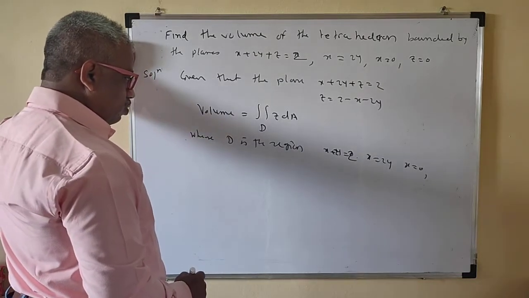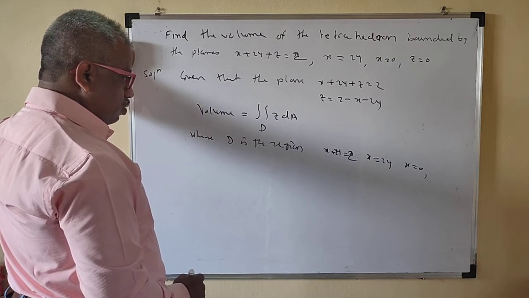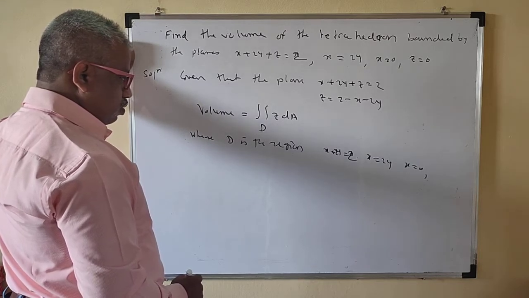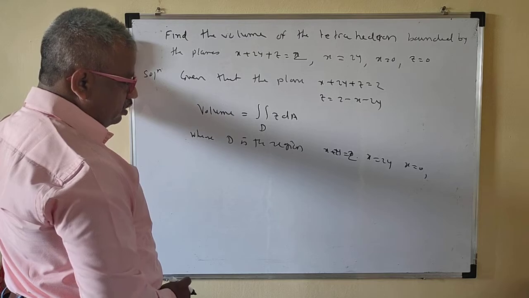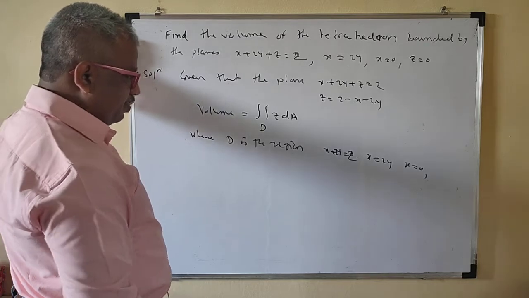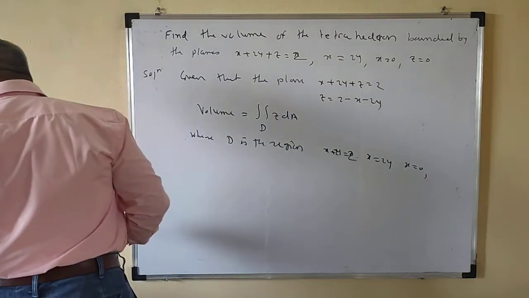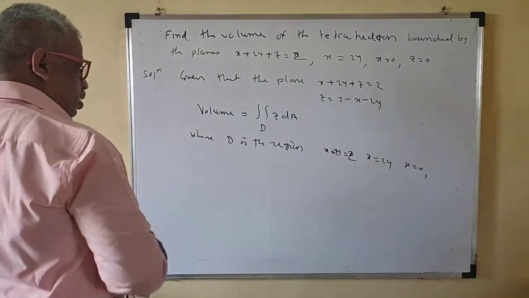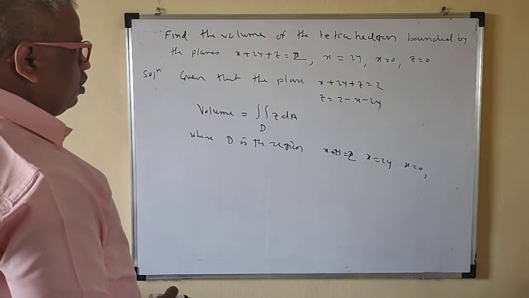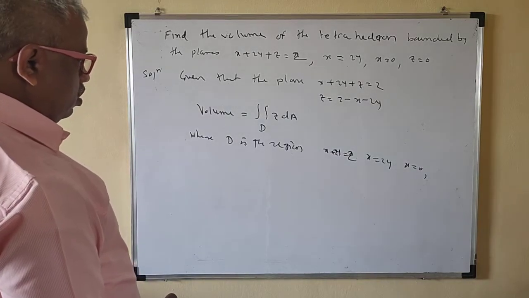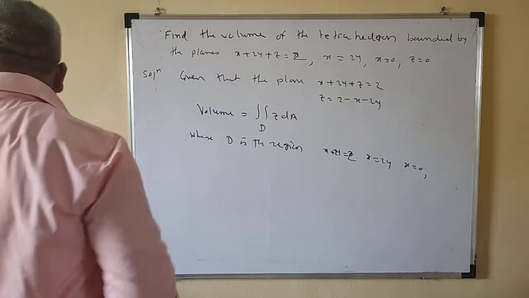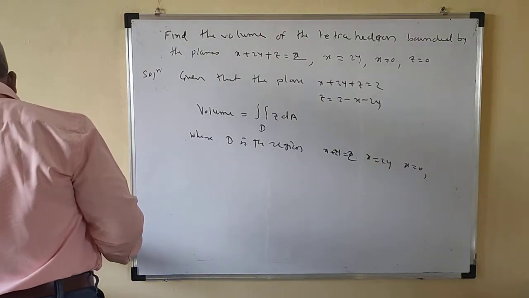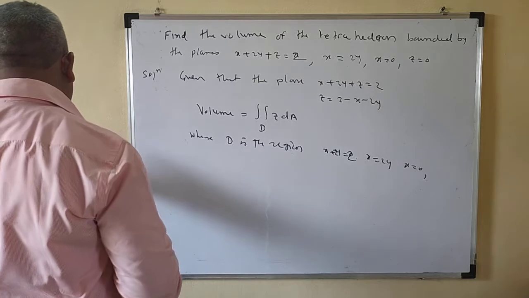So now the x limit. Here x is 0. So if you put x is equal to 0, then the limits of x are 0 to 1. How is it?